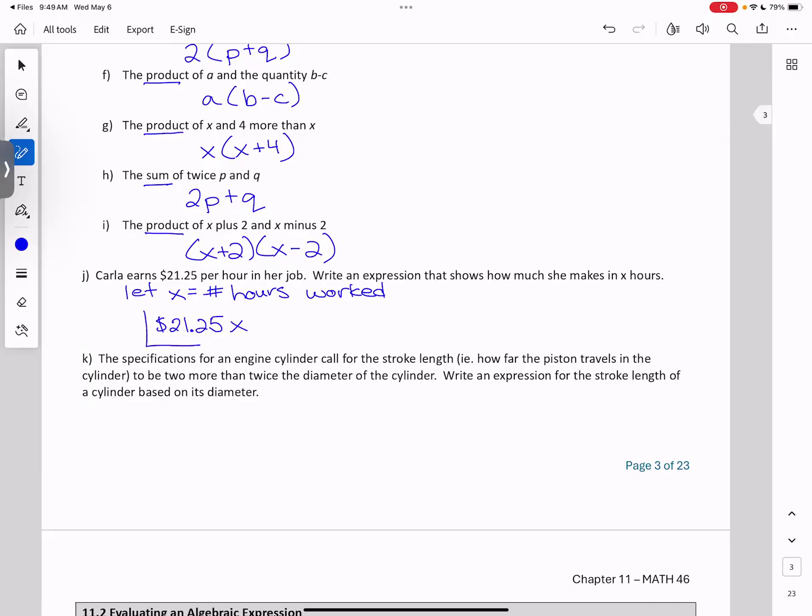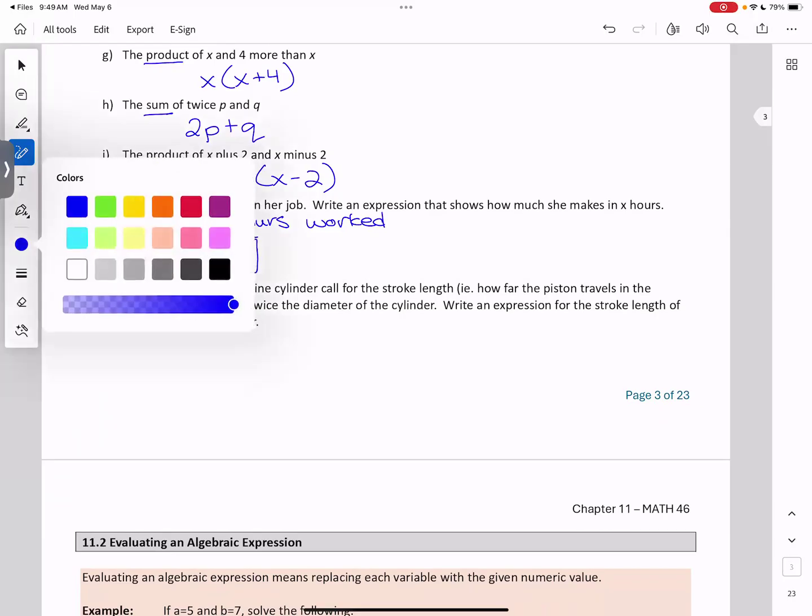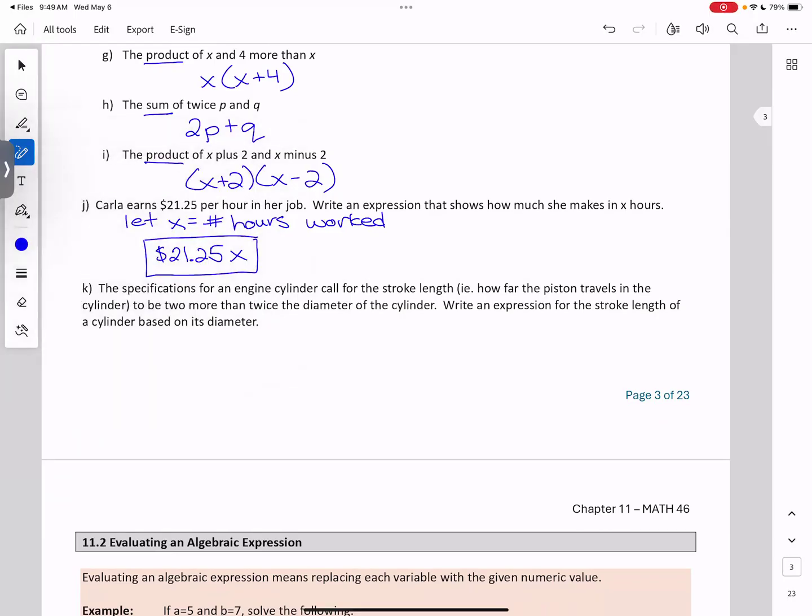So this is the expression that tells you how much she earns, and that's really the kind of the beauty of having a variable. So we could put in any value that Carla ends up working and we can automatically calculate how much she's earning. Okay, last one. The specifications for an engine cylinder call for the stroke length to be 2 more than twice the diameter of the cylinder. We want to write an expression for the stroke length based on its diameter. So we want, well, I guess it's not an equation. We're trying to figure out what the stroke length equals. We want an expression for it that's based on the diameter.